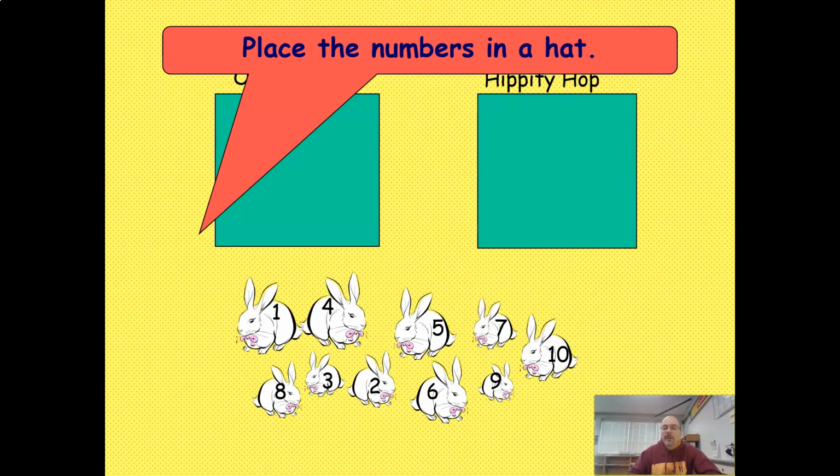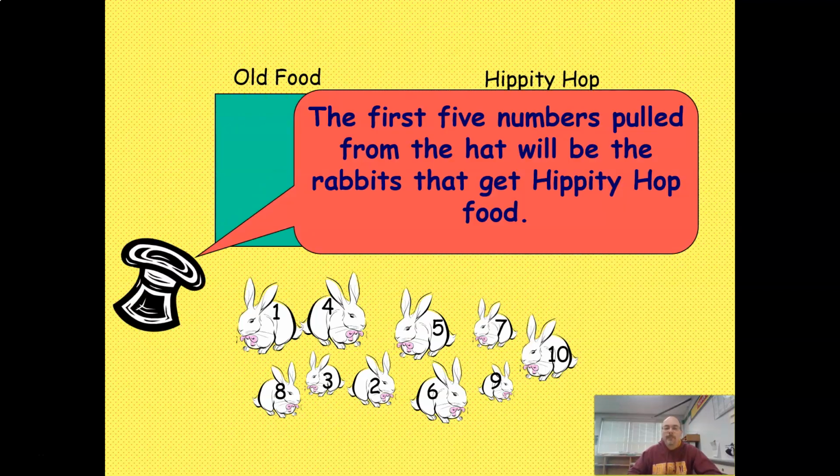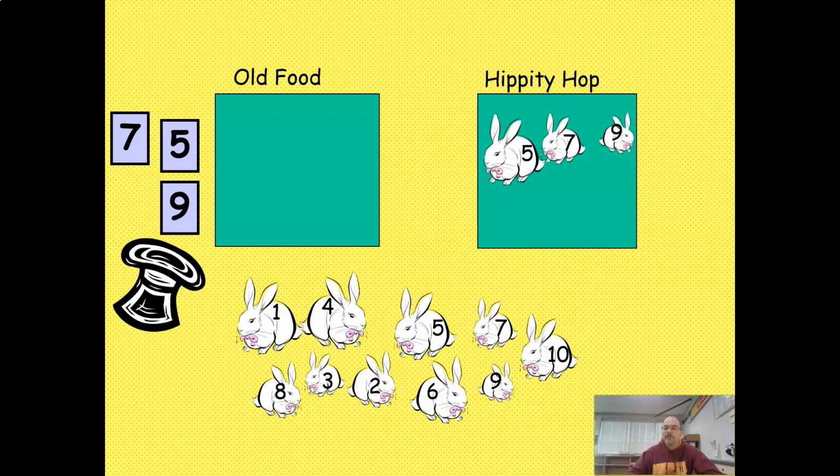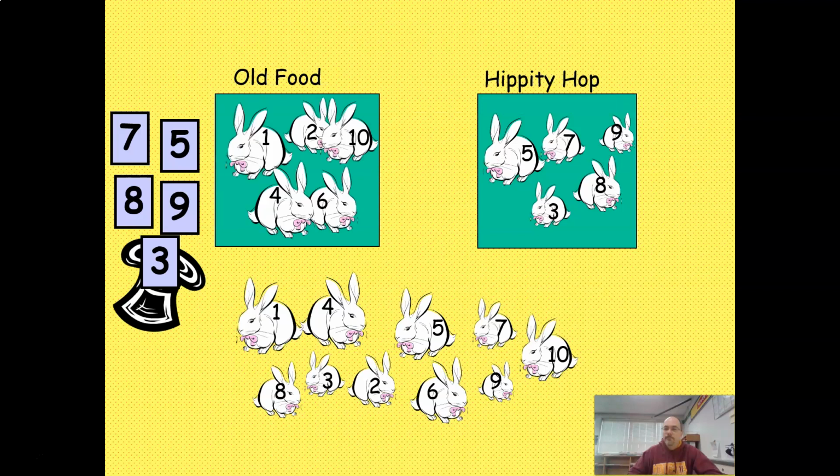All right, so I'm going to place those numbers in a hat. The first 5 numbers pulled from the hat will get the hippity hop food. The remaining 5 will get the old food. All right, so the first one I pick out is a 9. So 9 goes into the hippity hop. The next number I pick out is a 7. So that rabbit goes into the hippity hop. Next one is 5. Next one is 8. Next one is 3. Okay, and now the other rabbits are going to go to the old food.